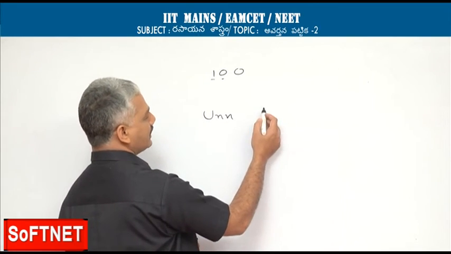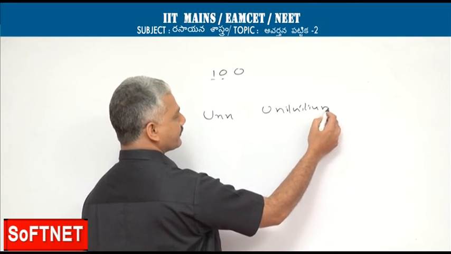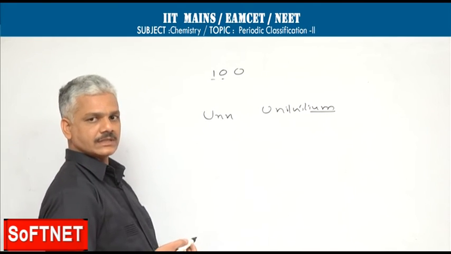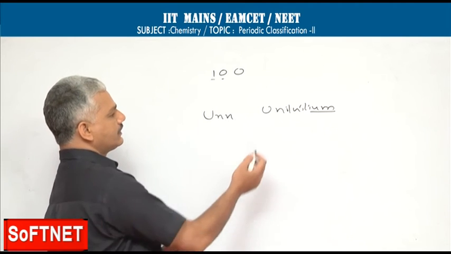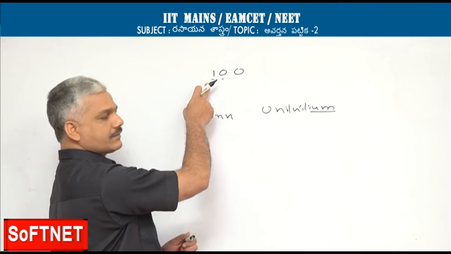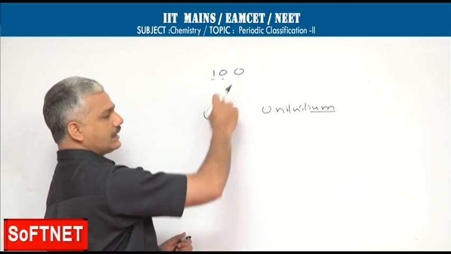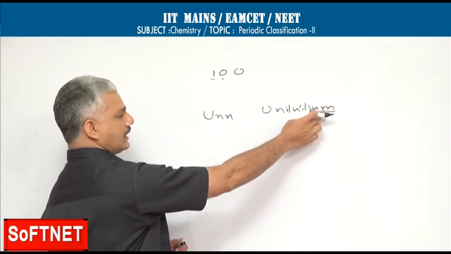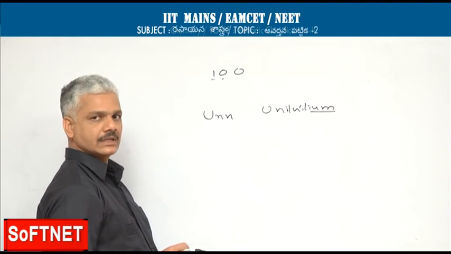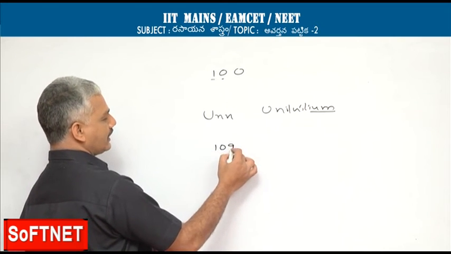So, it should be called unnilnilium. The name of the element should end with the suffix ium. So, the meaning of this name is: un means that it is beginning with 1, nil means the next number is 0, another nil means another digit is also 0, and the convention is that the name of the element should end with the suffix ium.